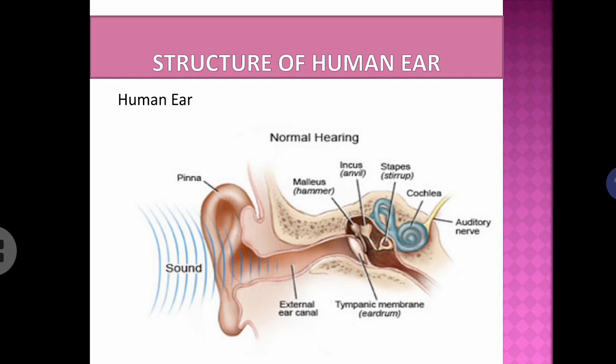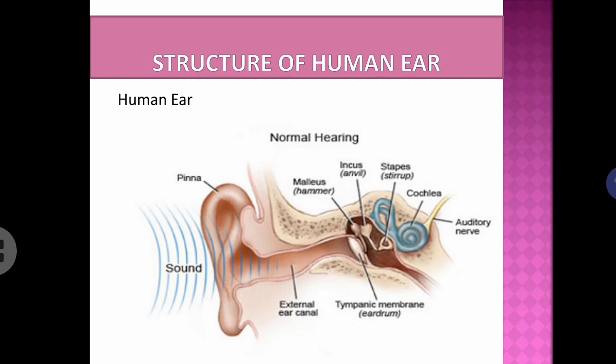Now from the eardrum, the sound vibrations reach the middle ear, which contains three bones: malleus, incus and stapes. They are also named hammer, anvil and stirrup. You know, the smallest bone in our human body is situated in our ear, which is the stapes or stirrup. The role of these three bones is to amplify these sound vibrations. So sound vibrations reaching the middle ear get amplified by the three bones, and these amplified vibrations reach the inner ear.